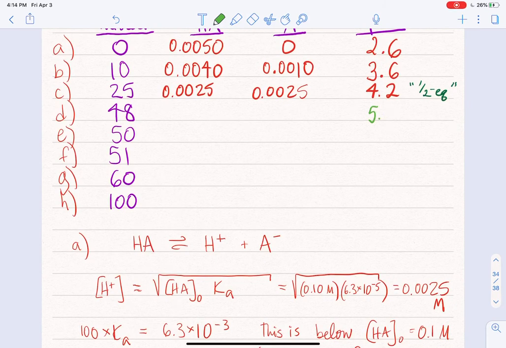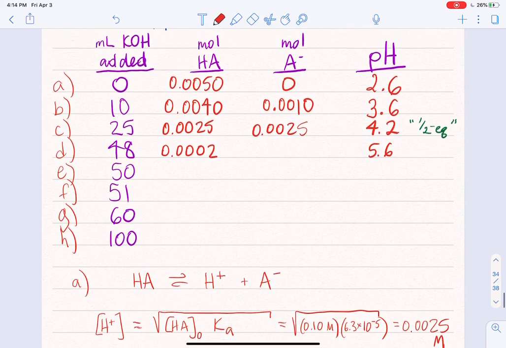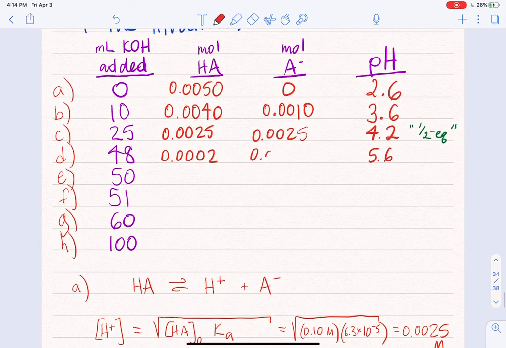Just to not be annoying with the color, I'm going to try to be consistent. I have a pH of 5.6. I have fewer moles of benzoic acid than I have moles of benzoate, the conjugate base, at this point in the titration.